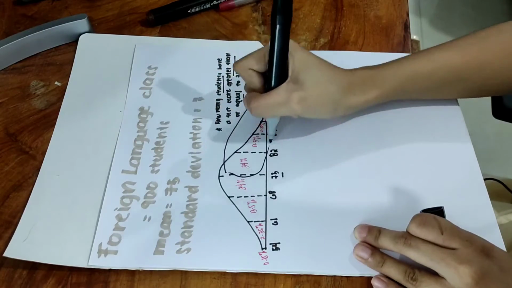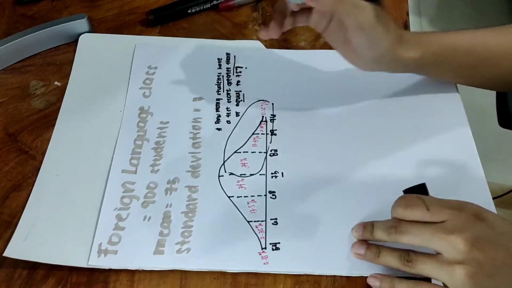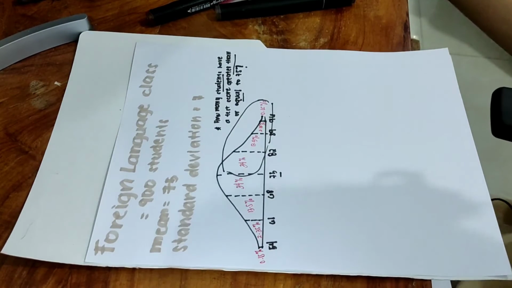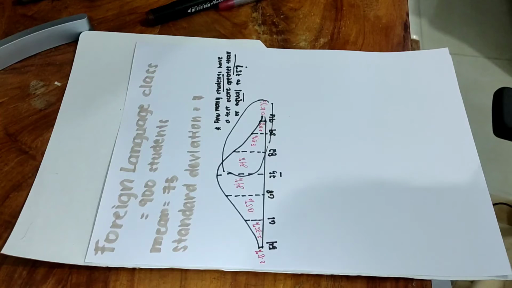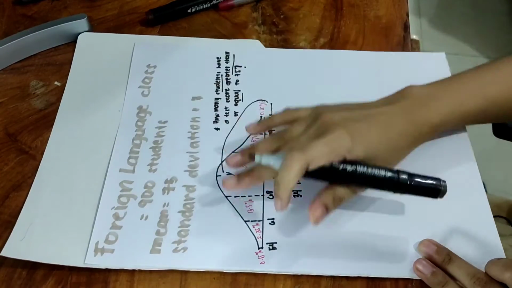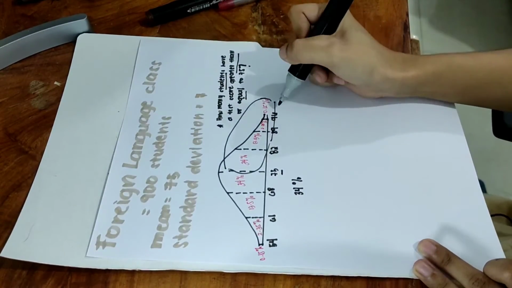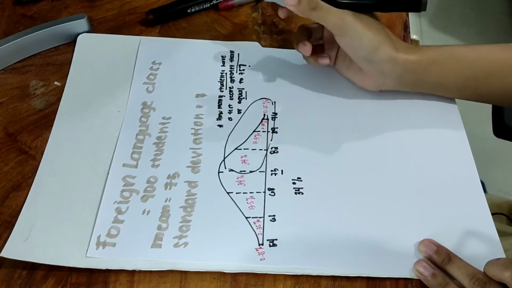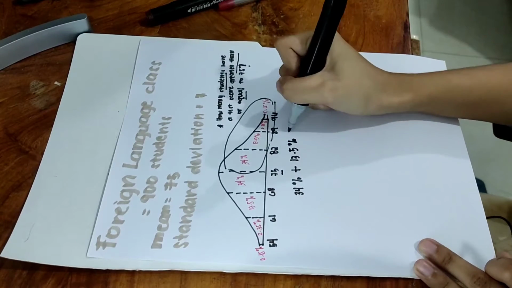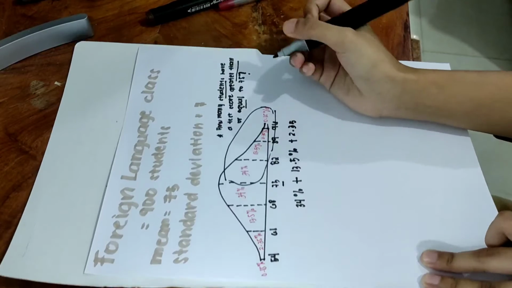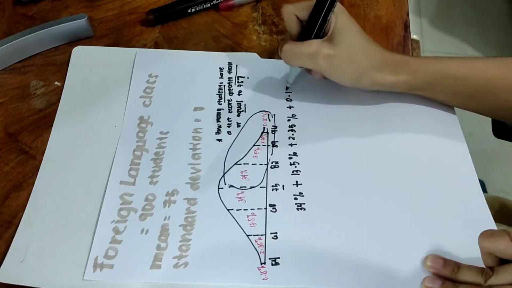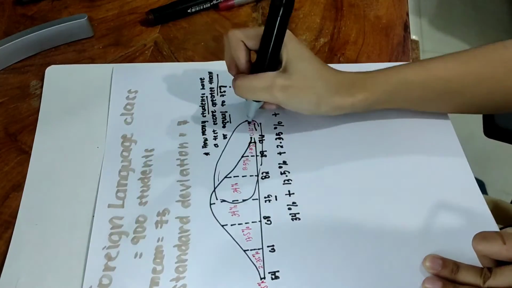Ito ang i-multiply at i-divide ninyo para makuha ang student na may test score na greater than or equal to 75. So, katulad ng process kanina, you need to add 34%. Ito, mula 75 to 96, kasama ang 0.15. So, 34% plus 13.5% plus 2.35% plus 0.15 since greater than. So, kasama na tong left side.